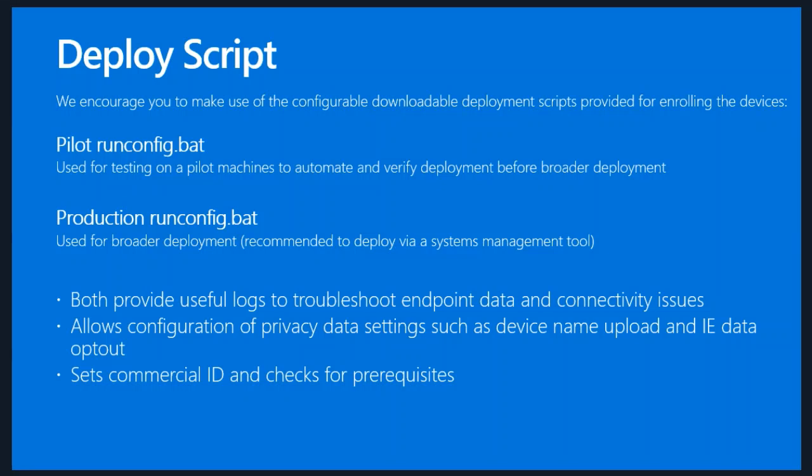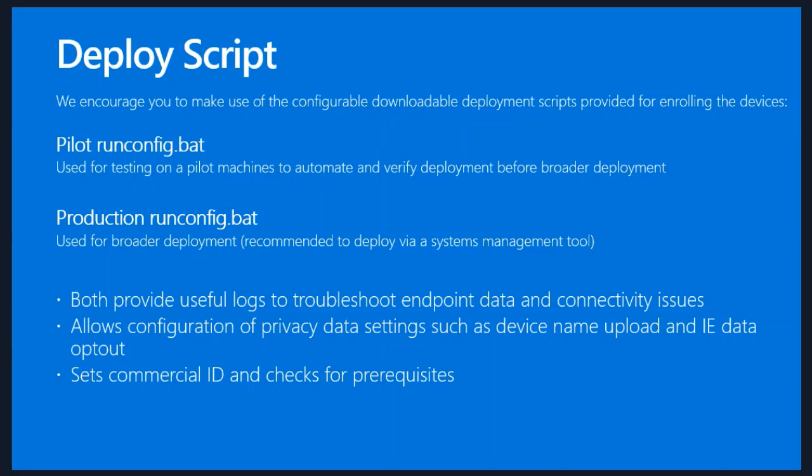So we give you two batch files, and the pilot run config batch file is really there for you to test on your devices. So you take a small portion of your devices and you configure the script, and it requires certain parameters.